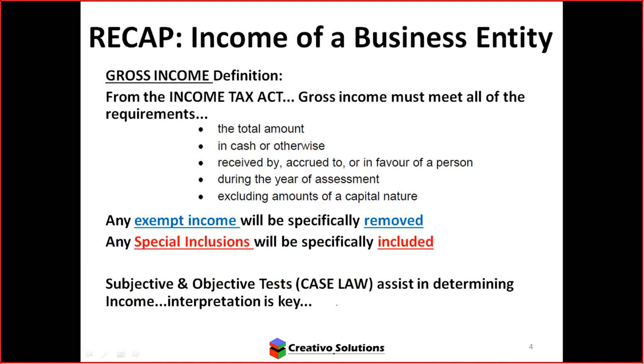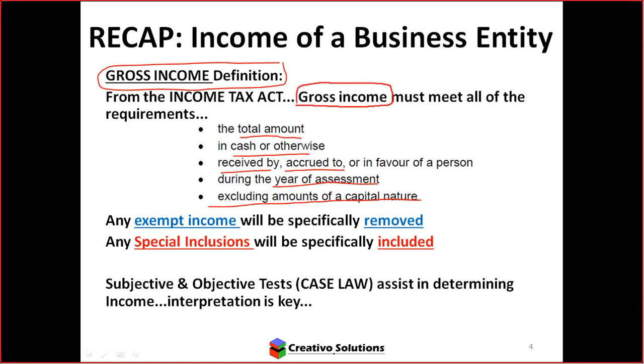So how do we define income? Income, in terms of the gross income definition, comes from the Income Tax Act. So when looking at the income of a business, we're going to be focusing on this: the total amount, in cash or otherwise, received by or accrued to or in favour of a person during the year of assessment, excluding amounts of a capital nature. That's the gross income definition. Remember, gross income is that top line item. Generally, everything that's income or gross income will be included.